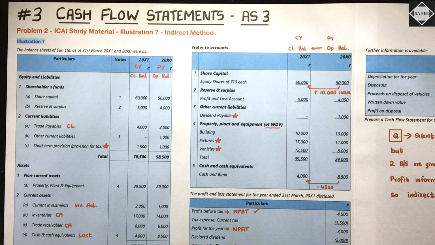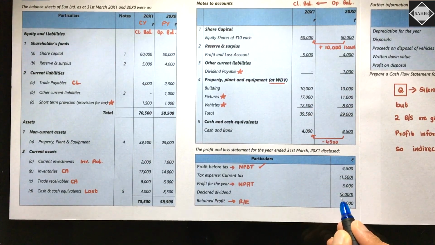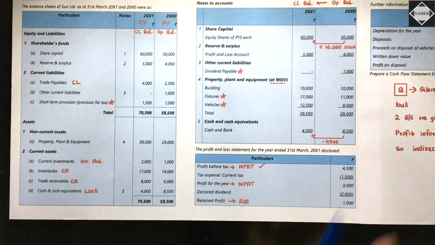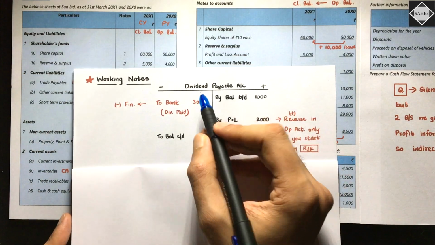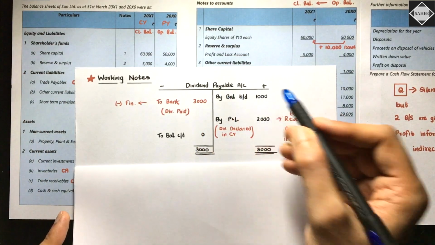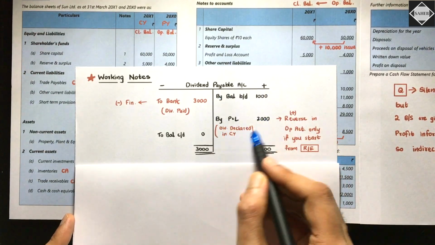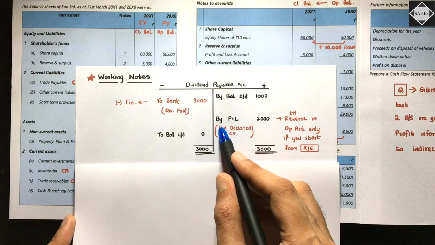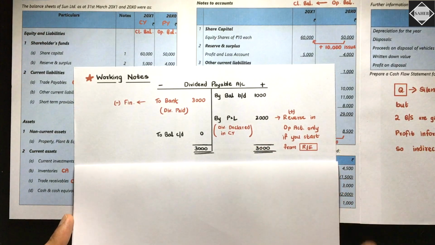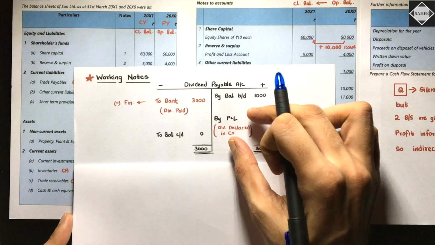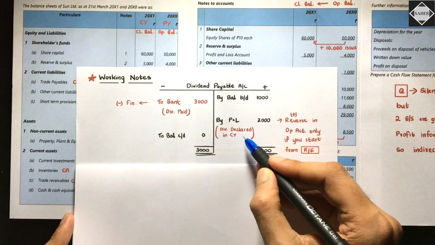Then the question has said that we have declared a dividend of 2,000. That also hits the dividend payable account. I have explained the logic earlier. The dividend payable account will increase because dividend has been declared, that is, because of profit and loss appropriation. By P&L 2,000, dividend declared in the current year. Always remember, dividend that is declared in the current year will come over here. Final dividend declared, and interim dividend declared and paid, will also come over here.